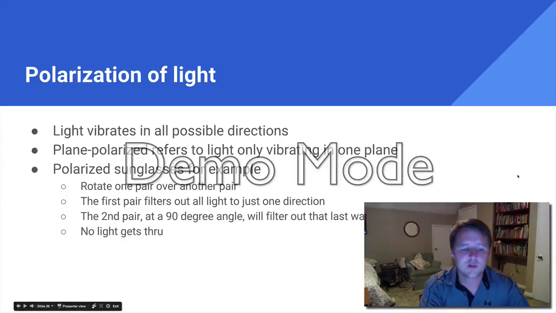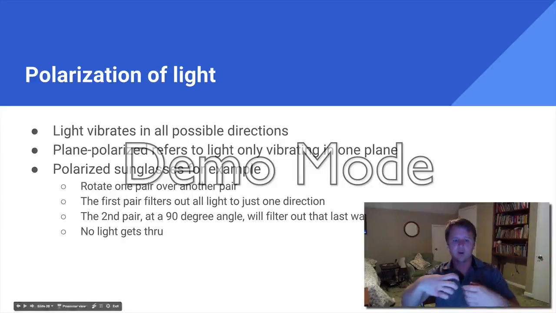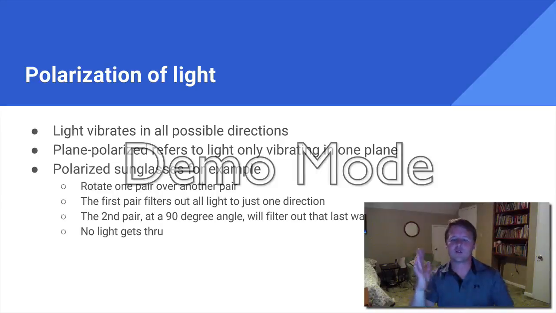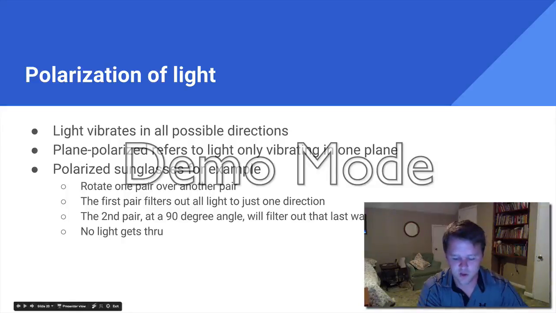To tell if something's polarized, you just rotate one pair over another pair, and it'll block. When they're at a 90-degree angle, it's blocking. The first pair will block all sunlight except in that one plane, and then the second pair will block what's in that other plane. No light will get through.